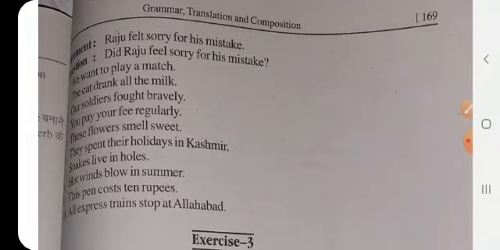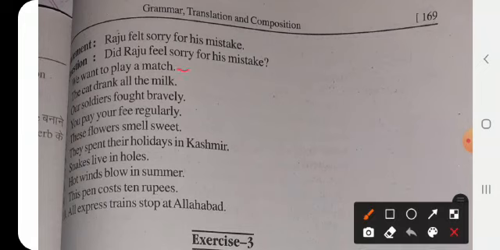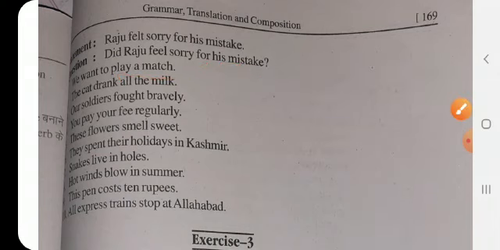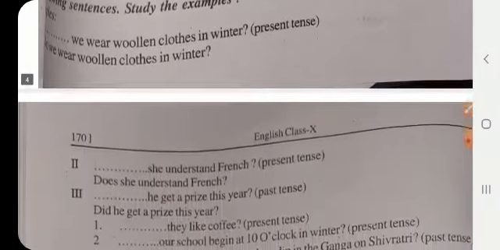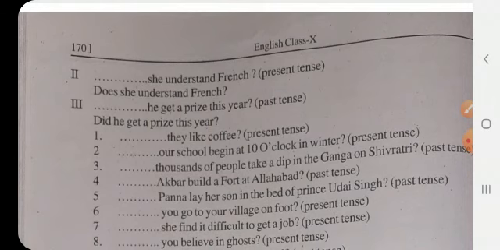We want to play a match. So when we say we want to play a match, it is in the present tense and plural. So it is, do we want to play a match? So in this way we can convert them into a questioning sentence. Similarly, the same thing with exercise number 3 and 4 also, where you are given the tense.